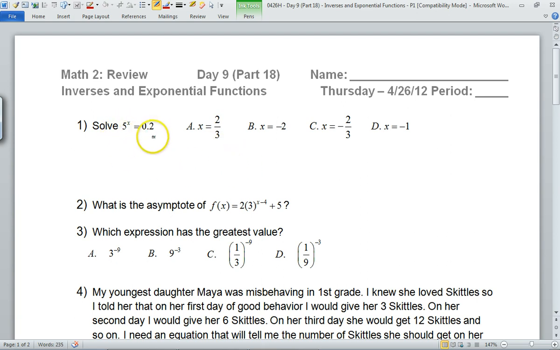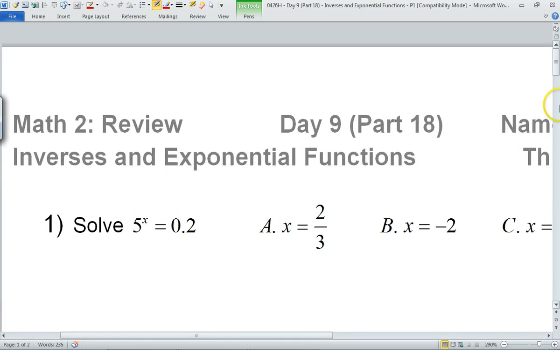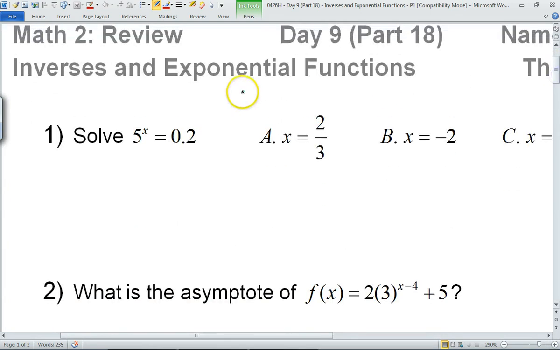The way you're supposed to, can anyone remember how I'm supposed to solve this? What am I supposed to do? Make the base number equal and then the exponents. Sure. Let me make this bigger. He said, yeah, we need to make the base numbers equal. What am I going to do with this 0.2? Make it a fraction, remember?